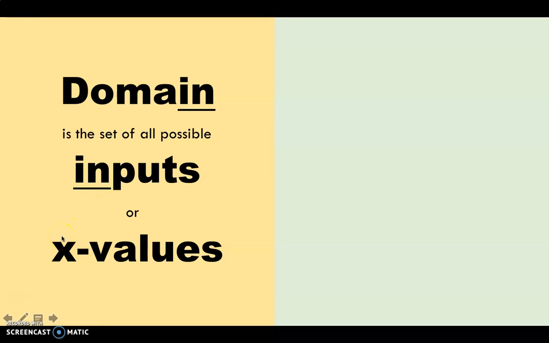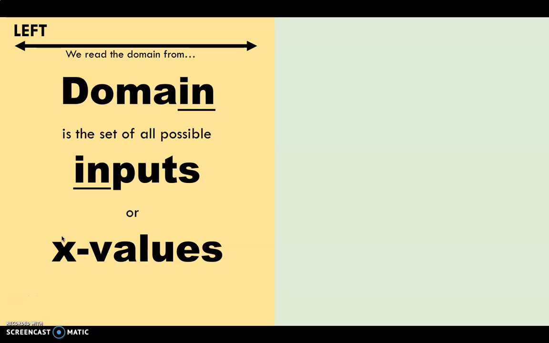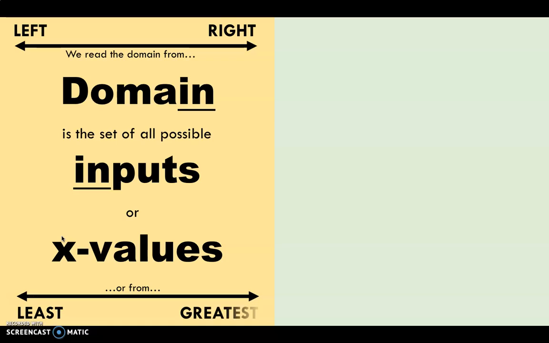And when you look at a graph, the x values are going to be seen on the x-axis, which you read from left to right. Another way to think about it is that if you're looking at the numbers, we're also going to go from least to greatest. So we just want to list our domain from least to greatest. So we look from left to right.